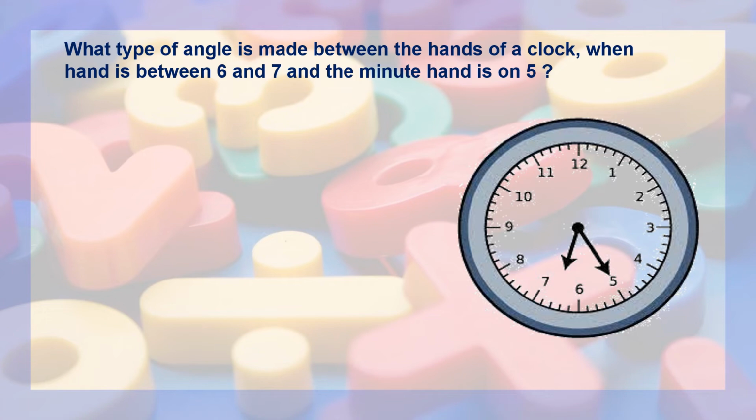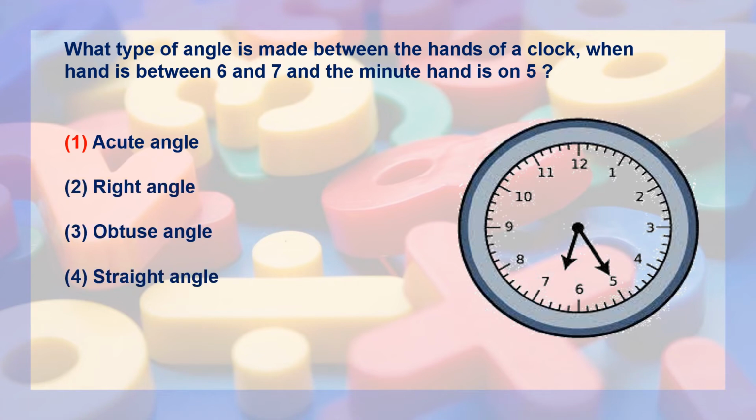Is it more than 90 degrees? Is it less than 90 degrees? Is it 90 degrees? According to that, is it an acute angle, right angle, obtuse angle or a straight angle? So everybody, here you can see the angle which is being formed. It is less than 90 degrees. It is small, right? So it is an acute angle which is being formed between the two hands of the clock.